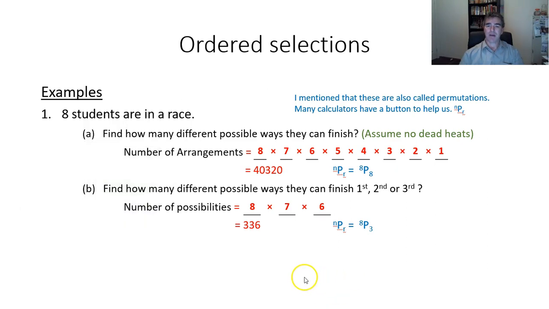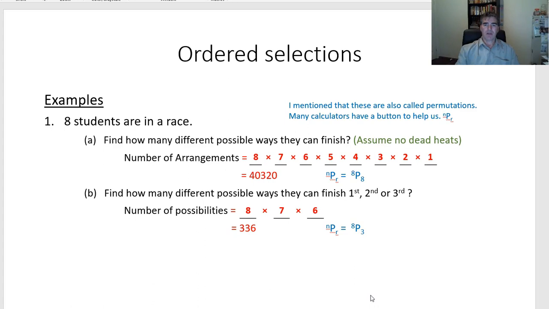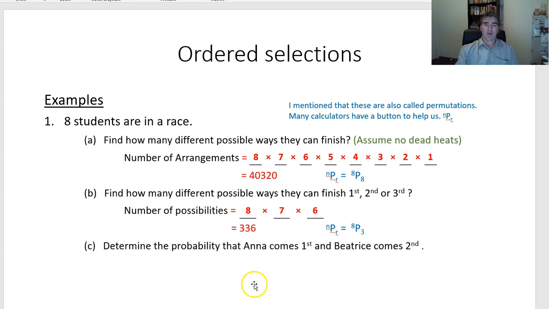So that's how we use our calculator, and we can always set it up like I have here to work out the same result anyway. So let's have a look at another example involved with the race. We're going to determine the probability that Anna comes first and Beatrice comes second. So Anna and Beatrice are 2 students in the 8.